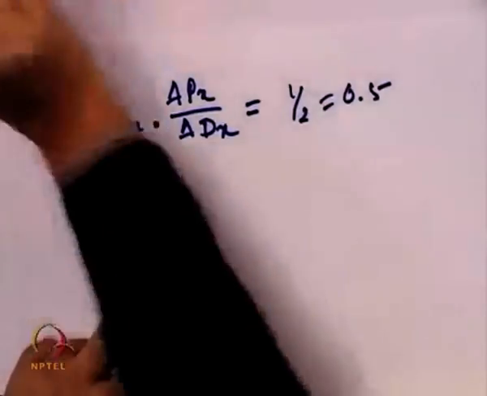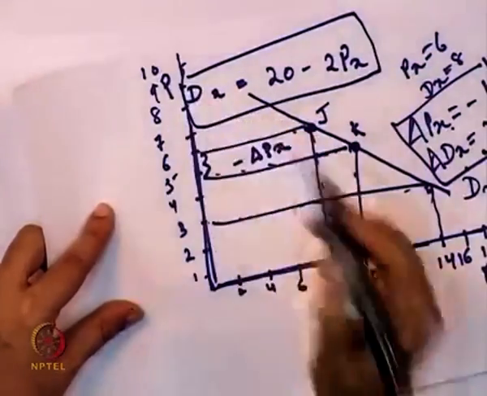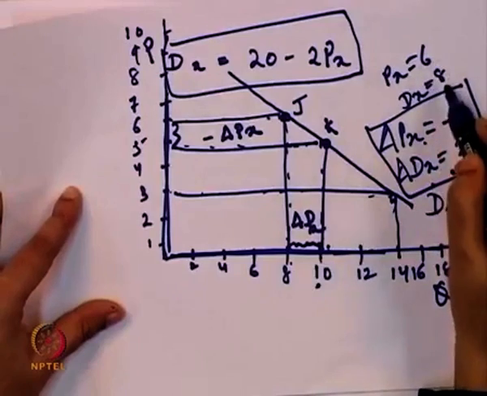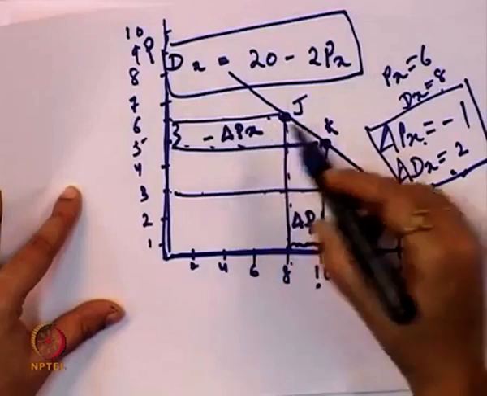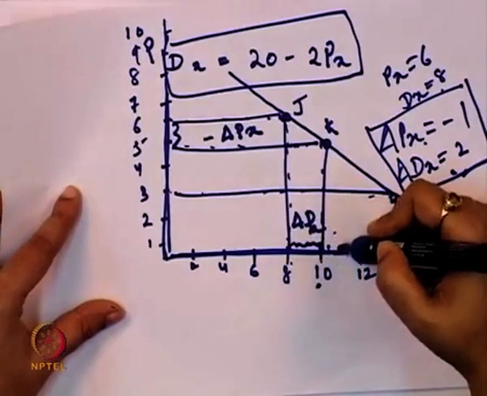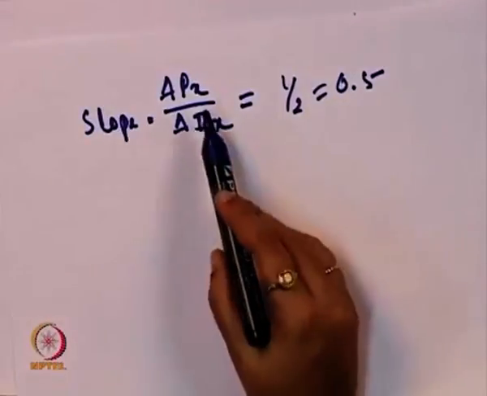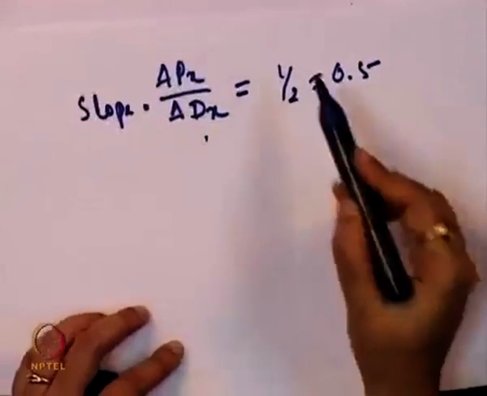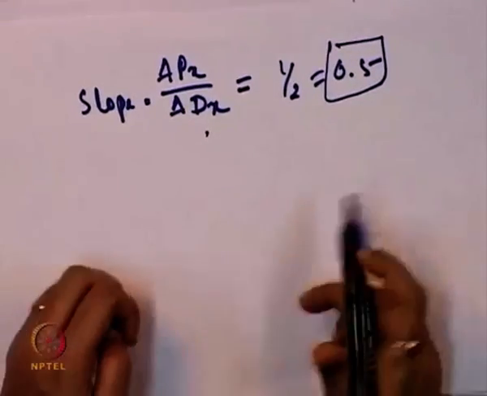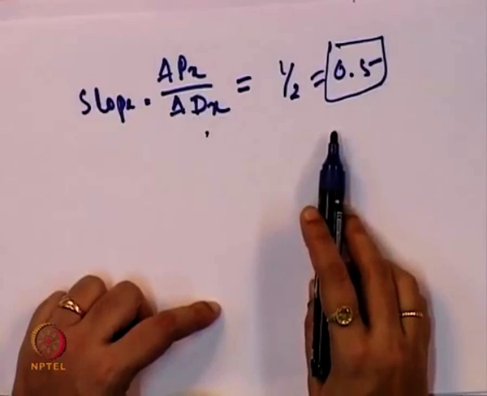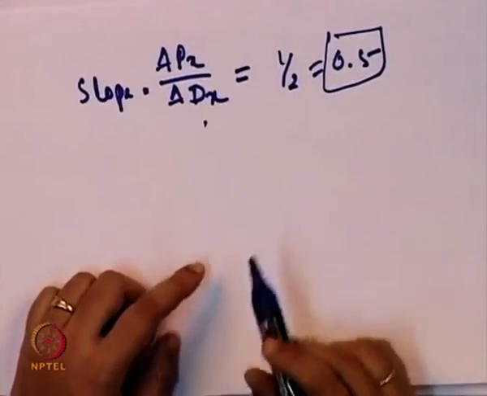Okay. So, given the demand function Dx is equal to 20 minus 2 Px, and Px is equal to 6 and Dx is equal to 8 initially, there is a change in the Px from 6 to 5 and change in the quantity demanded from 8 to 10, that leads to the change in the price of x, that is del Px, and change in the quantity demanded Dx. So, which is 1 by 2 and the slope is 0.5. Since this is a case of a linear demand curve, the slope is constant throughout the demand curve. Okay.